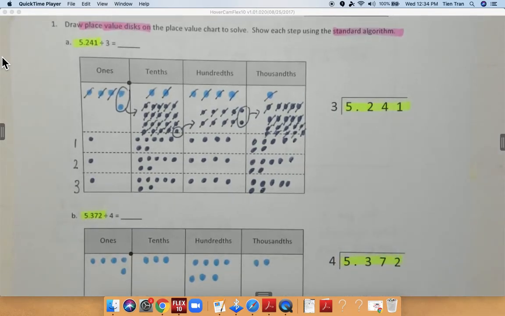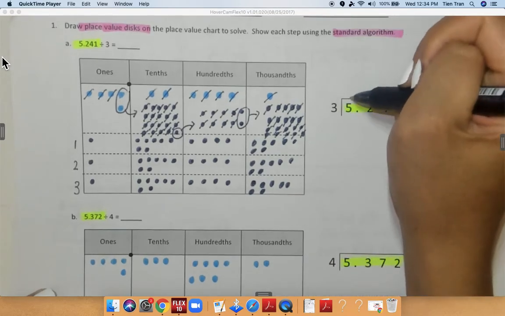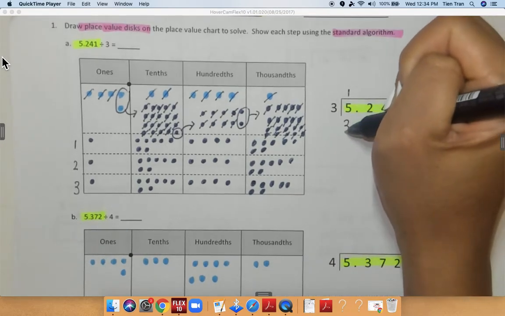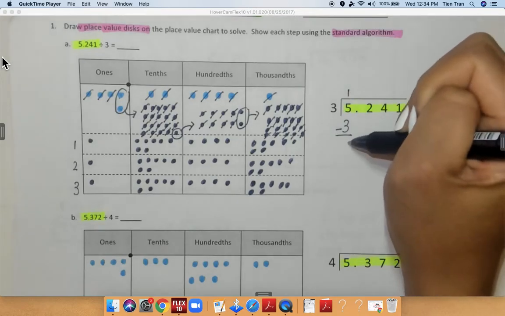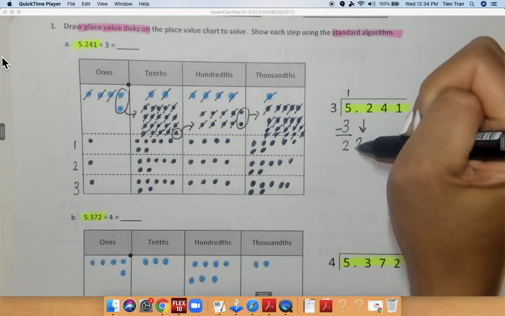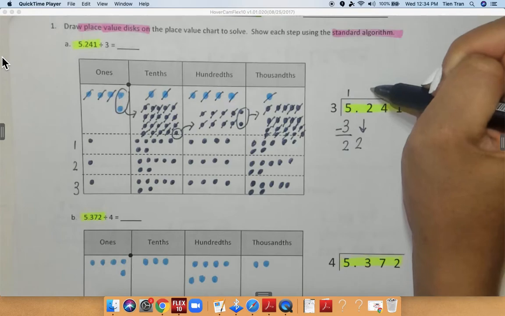So now I'm going to figure out what it's going to look like if I were to divide this using a standard algorithm, okay? So 3 can go into 5 one time. I subtract. 5 minus 3 is equal to 2. Bring down my 2. 3 can go into 22 7 times.